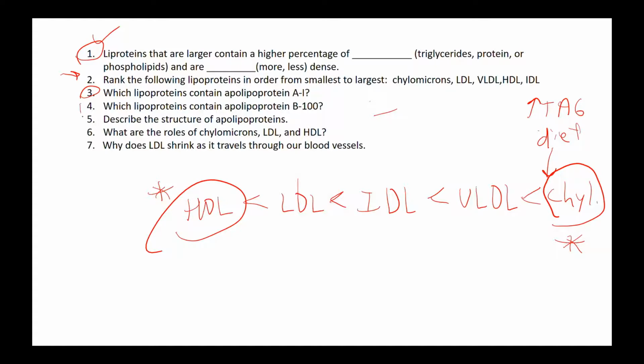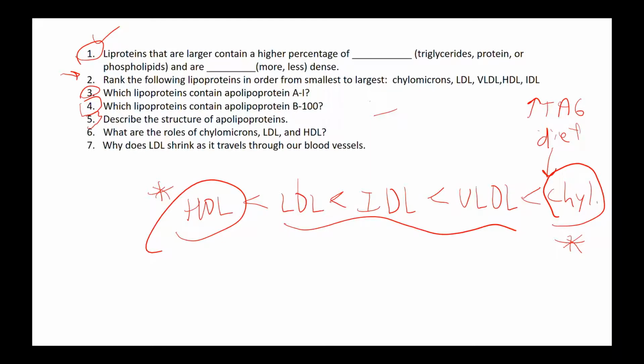All right, number 4 then, which lipoproteins contain apolipoprotein B100? Well, that's the remaining 3 here. LDL, IDL, and VLDL all contain apolipoprotein B100. This basically allows them to spend more time in the bloodstream and deliver fats to other tissues in our body. All right, number 5 here.